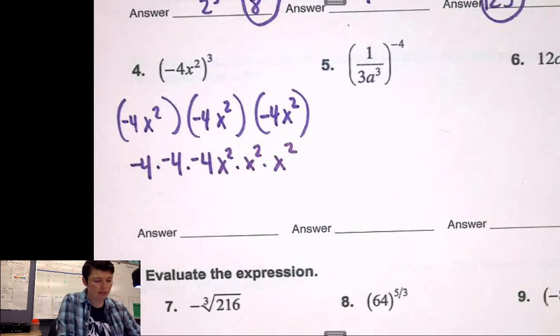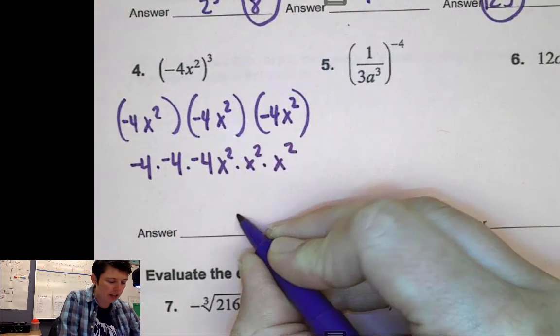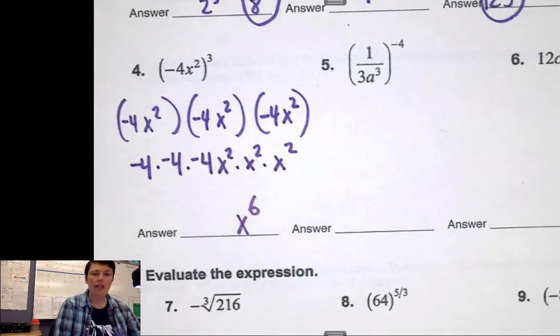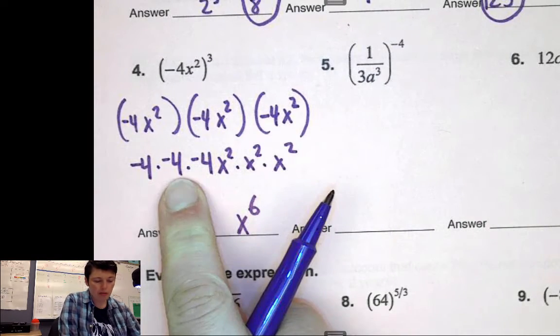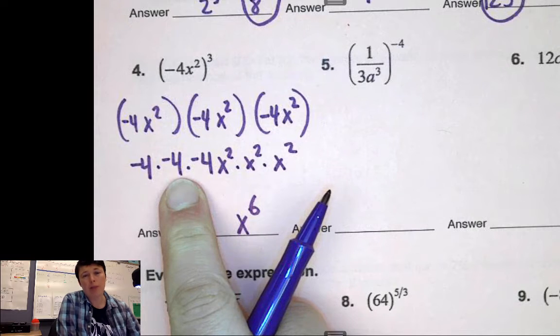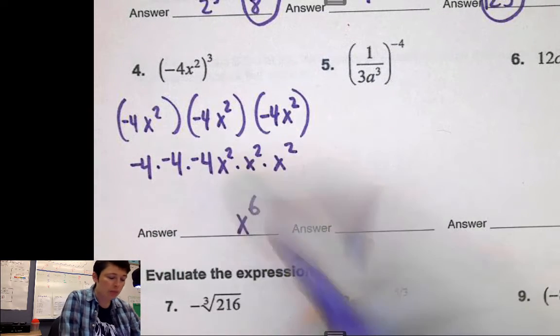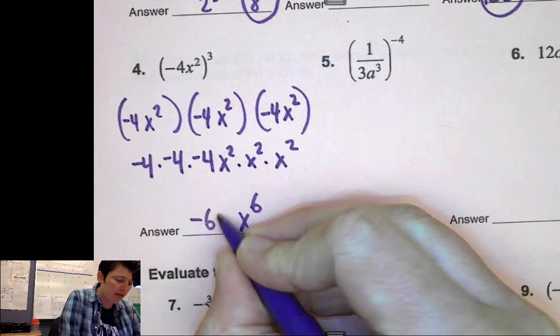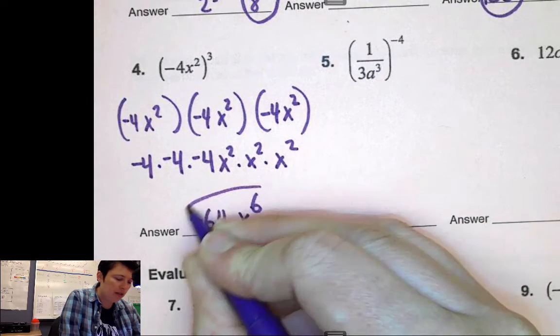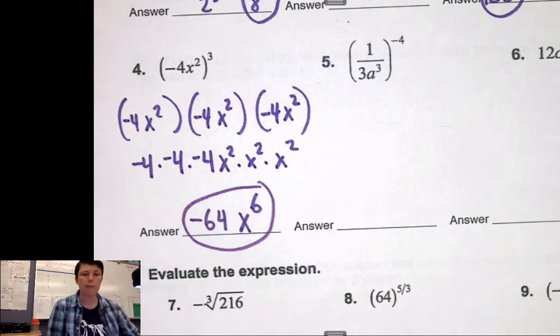So I see, let's see, 2, 4, 6. I see x to the 6th power. And then I see 4 times 4, which is a negative 4 times a negative 4 is a positive 16. But then times that by a negative 4, you go back to being a negative 64. So the answer is negative 64x to the 6.